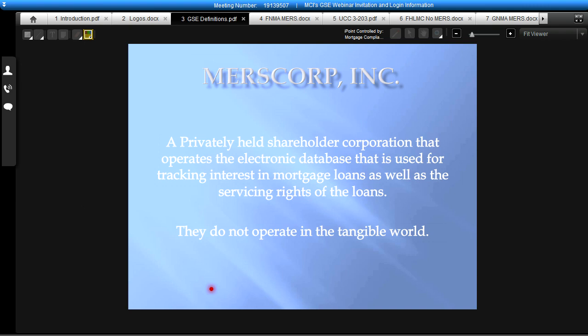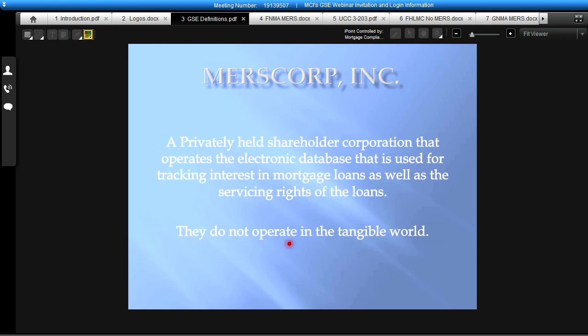I know many people that I have talked to time and time again have said that, well, MERS tracks the note. They need to be more explicit in what they're talking about. All right? What note? There is more than one note. There is a tangible promissory note, and there is an electronic note. Again, MERS operates in the intangible world, so they would track the interest that is intangible in the mortgage loans as well as the servicing rights. They do not operate in the tangible world.